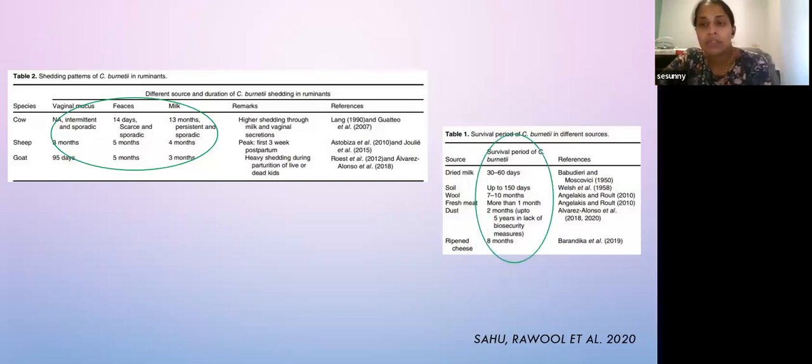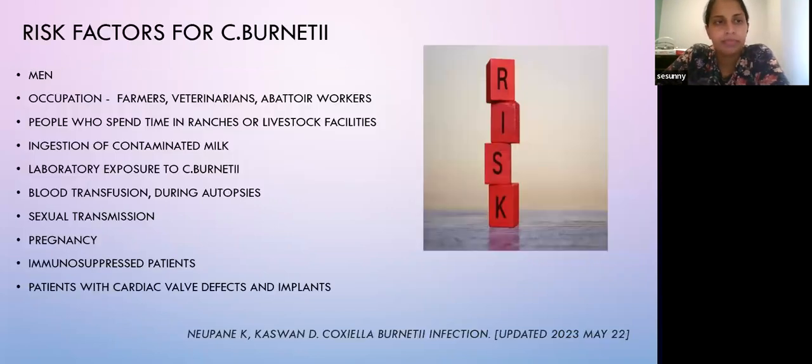And then looking at the survival period, once they're in the environment or on various sources, you can see dried milk can be up to 60 days, soil up to 150 days, wool up to 10 months, ripened cheese up to 8 months. So really quite stable and viable in the environment for a long period of time.